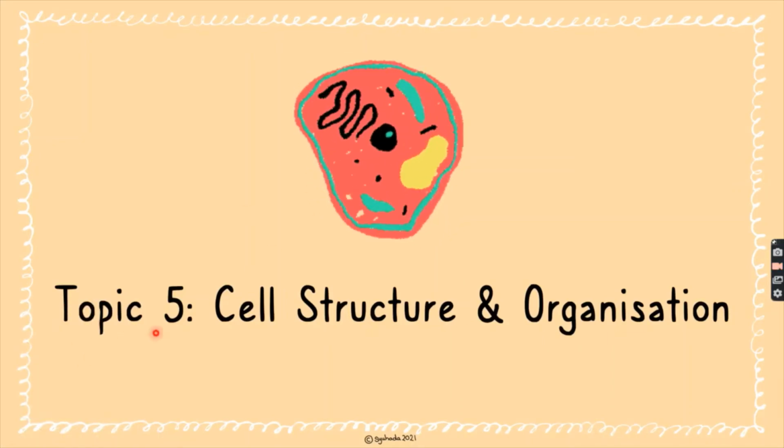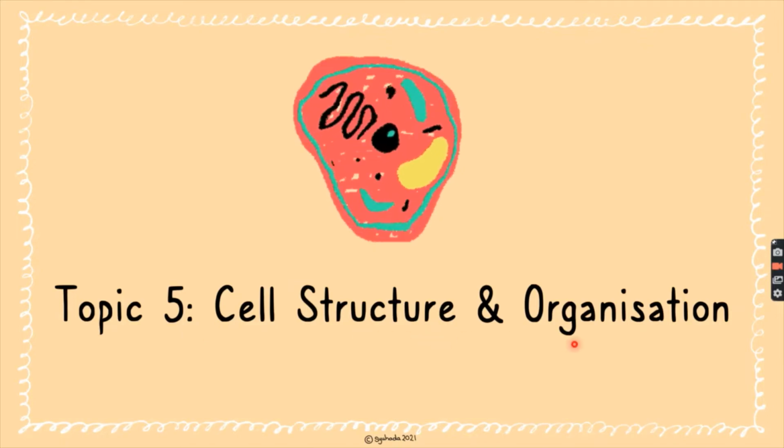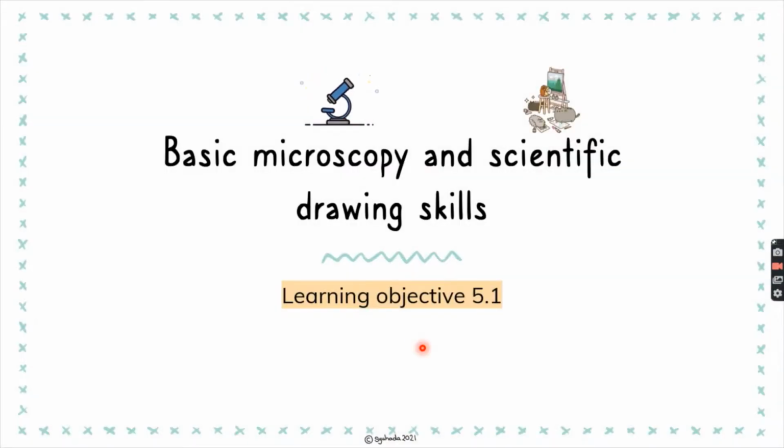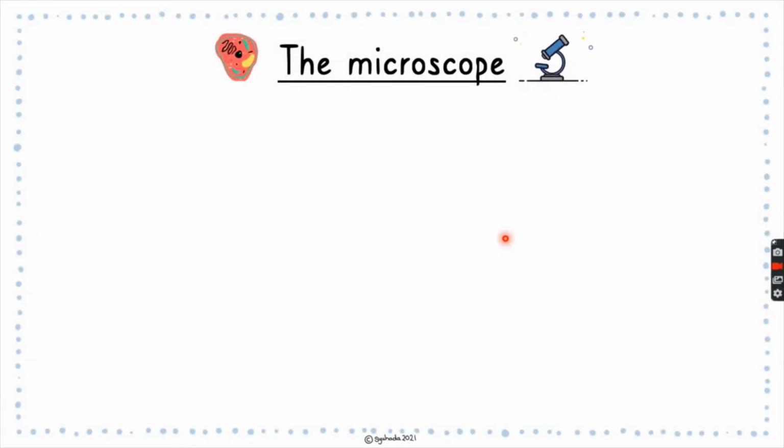Today we are going to cover topic 5, cell structure and organization. In this unit, we are actually going to learn about basic microscopy and scientific drawing skills. We are going to look into the main structures of animal and plant cells and also how cells are organized in humans. And before the holiday started, we actually covered a little bit on how to use the microscope and practiced how to draw scientific drawings.